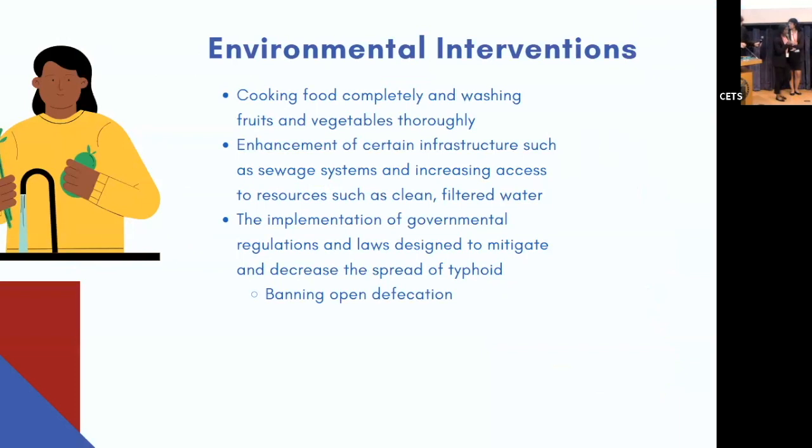Okay, so with cooking food and washing your fruits and veggies thoroughly, like Chris said, this allows for them to be properly sanitized and safe to eat. While keeping sanitization in mind, enhancements of certain infrastructures, like a thoroughly working sewage system, allow us to keep a clean environment and maintain it. In addition, easier access to clean water and filtered water lowers the risk of even getting typhoid in the first place. We can achieve this with the help of the government by implementing governmental regulations and creating laws that will be designed to decrease the spread of typhoid.